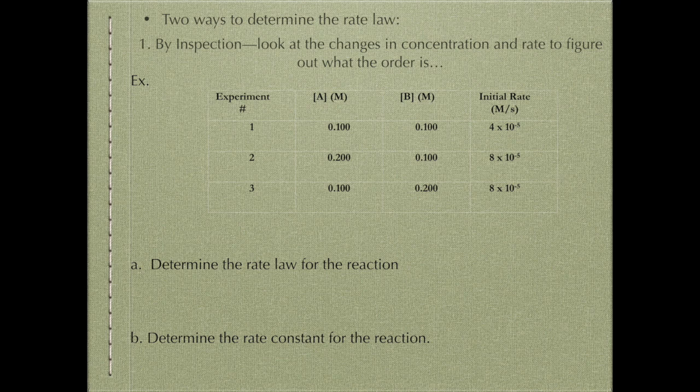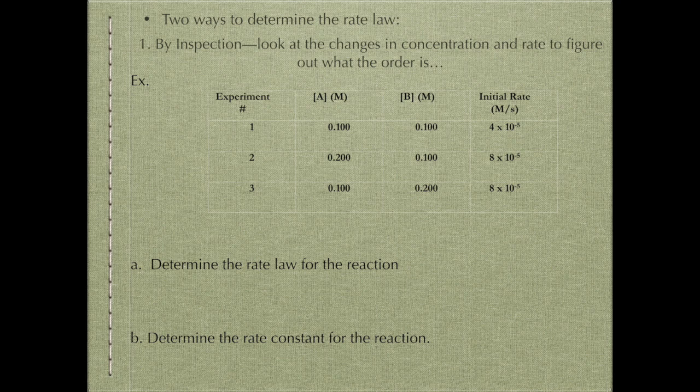What you're going to do is say, all right, how does the change in concentration of A impact the rate? If A doubles, does my rate double? If so, then you have first order. If my concentration of A doubles, but my rate quadruples, that tells me I have second order. If my concentration of A doubles, but my rate increases by a factor of 8, that means that I have a third order. So let's look at this.